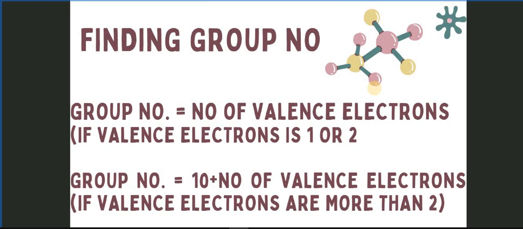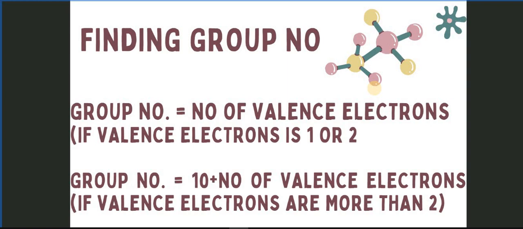Now how to find the group number? There are two formulas. Group number is equal to the number of valence electrons if the valence electrons are 1 or 2. If more than 2, then you have to add 10: 10 plus valence electrons. For example, if 3 valence electrons are there, 10 plus 3, 13. If 6 valence electrons are there, 10 plus 6, 16.